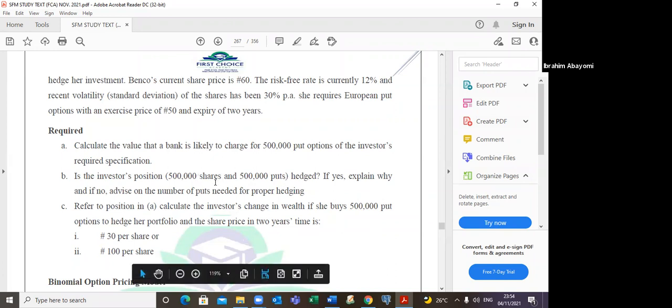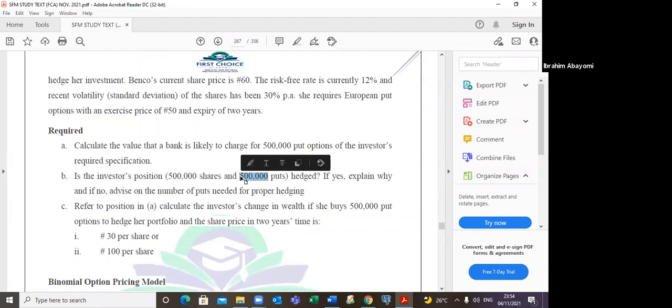Now, before you can know whether this is properly hedged, you have to compute how many put options I will need to hedge 500,000 shares. That is delta neutral hedging, the one we did in question 2. We have to calculate the number of put needed. So if you compute it and it's 500,000, that's okay, the investor position is properly hedged. But if it is bigger than 500,000, then you conclude that the investor position is not properly hedged.